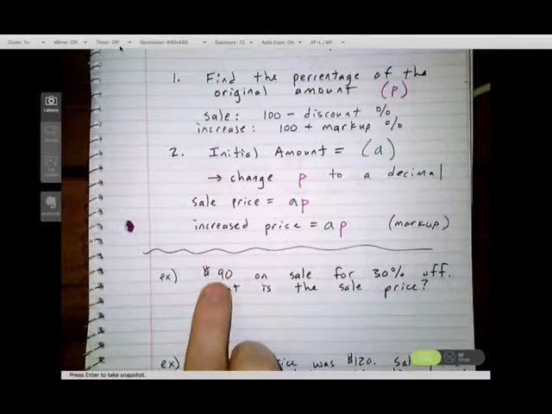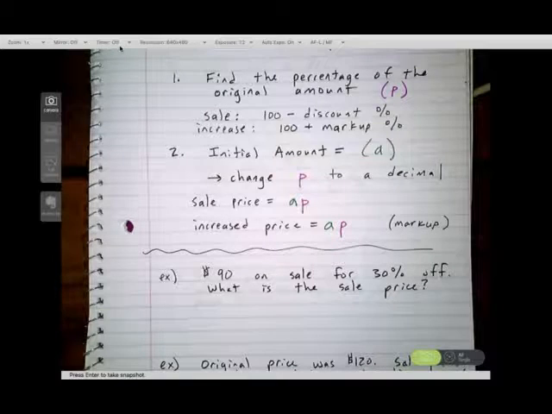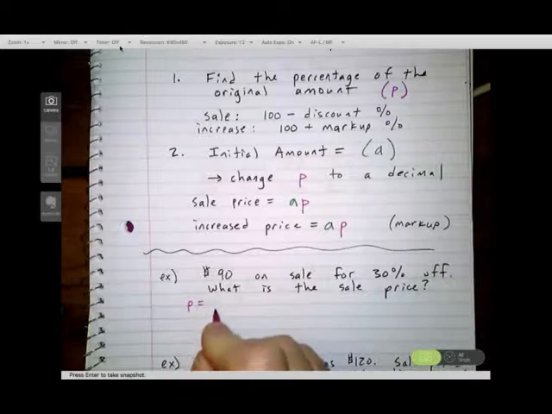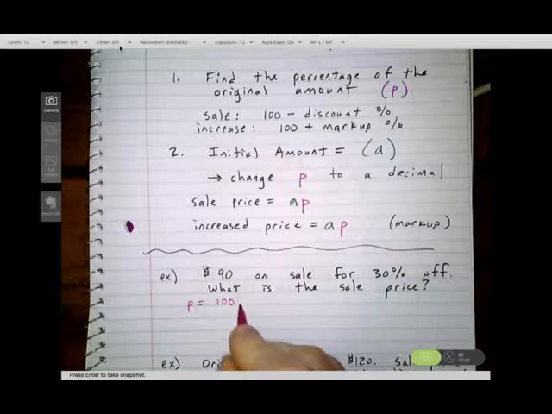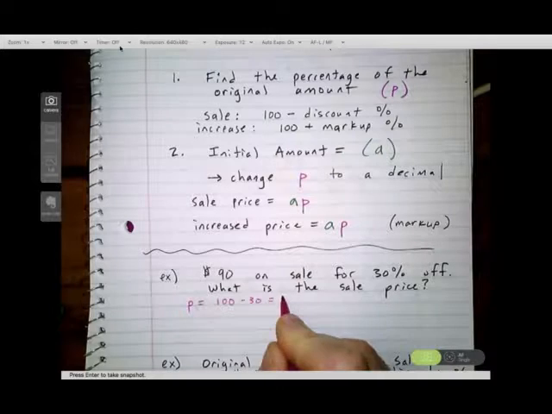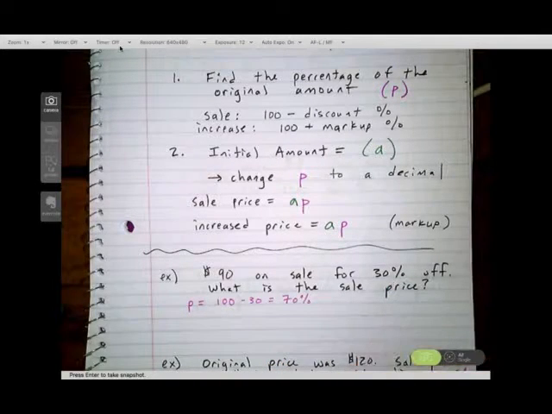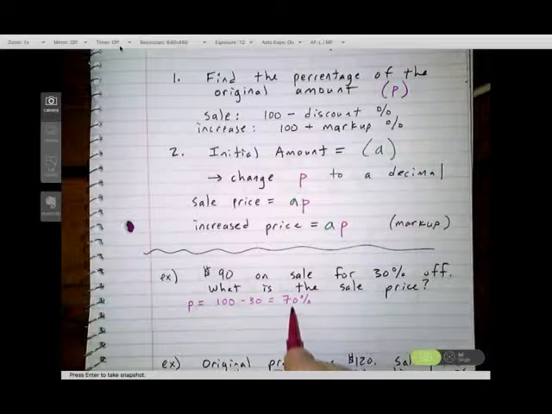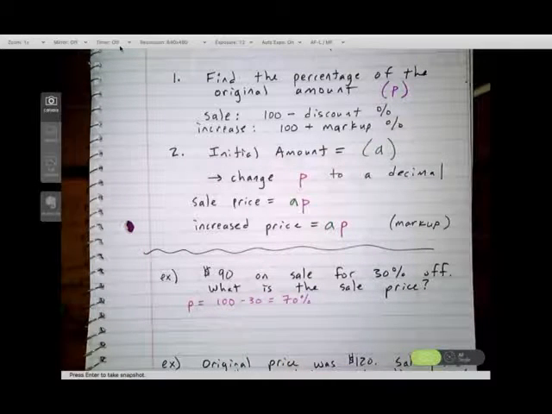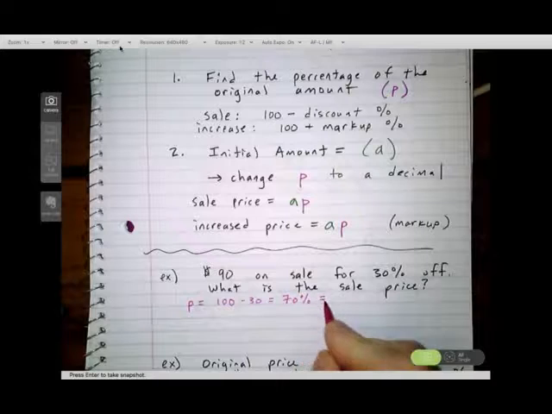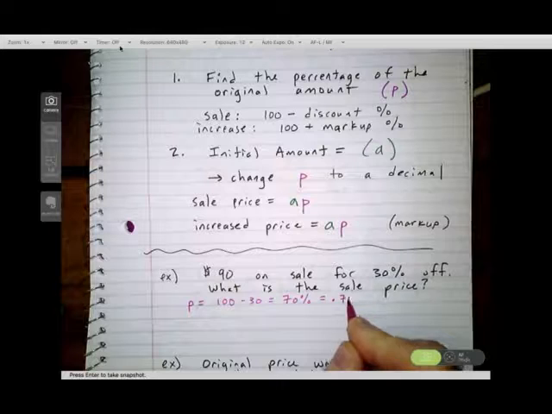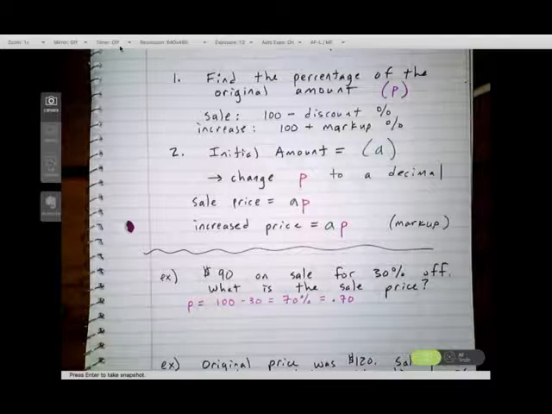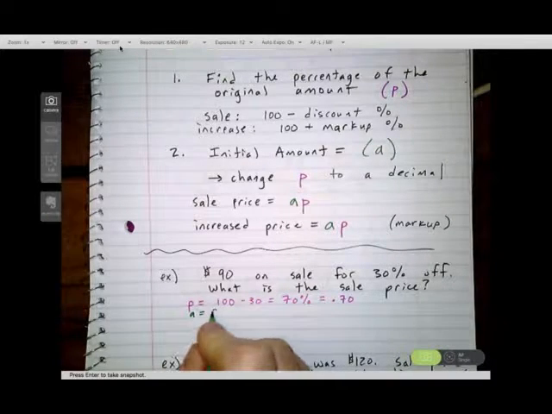Here's the first one. We got a $90 item on sale for 30% off. What's the sale price? Okay, so let's first find P. So P equals 100 minus 30, or 70%. Again, if it's on sale for 30%, that means we're paying 70% of the original price. Now I'm going to make that into a decimal. I go 2 places to the left and I get 0.70. I'll just write it all the way out. Our A, that's our initial amount, and that's $90.